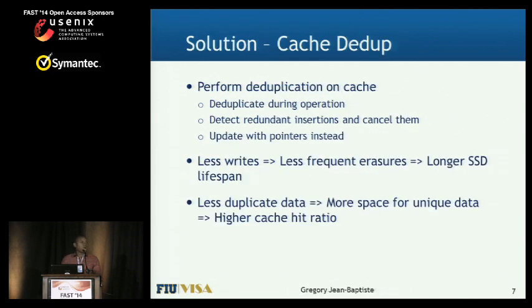So our way of dealing with this issue is to perform deduplication in the cache device. We do it inline during operation, and basically we detect redundant insertions and cancel them, and instead update the cache with pointers. So that with fewer writes, we get less frequent erasures and a longer solid-state drive lifespan. And with less duplicate data in the cache, we have more space for unique data, and that can possibly lead to a higher cache hit ratio in the long run.